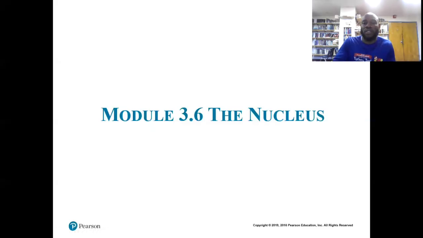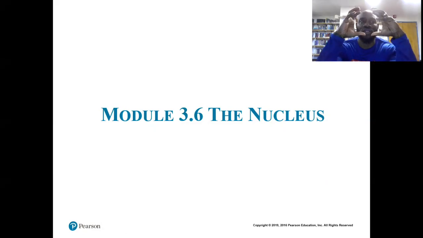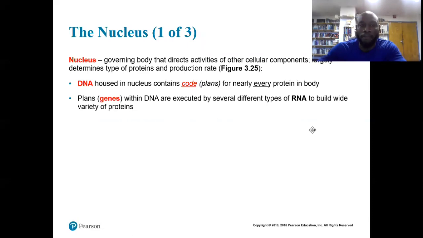The last couple sections of chapter 3, we're dealing with the nucleus. All right, so we've talked about the plasma membrane. We've talked about the cytoplasm, which contains the cytosol and the organelles, and now we're into the nucleus. The nucleus is basically the part of the cell that directs the activities of the other cellular components. It does that by determining what types of proteins are made and how fast they're made, the production rate.